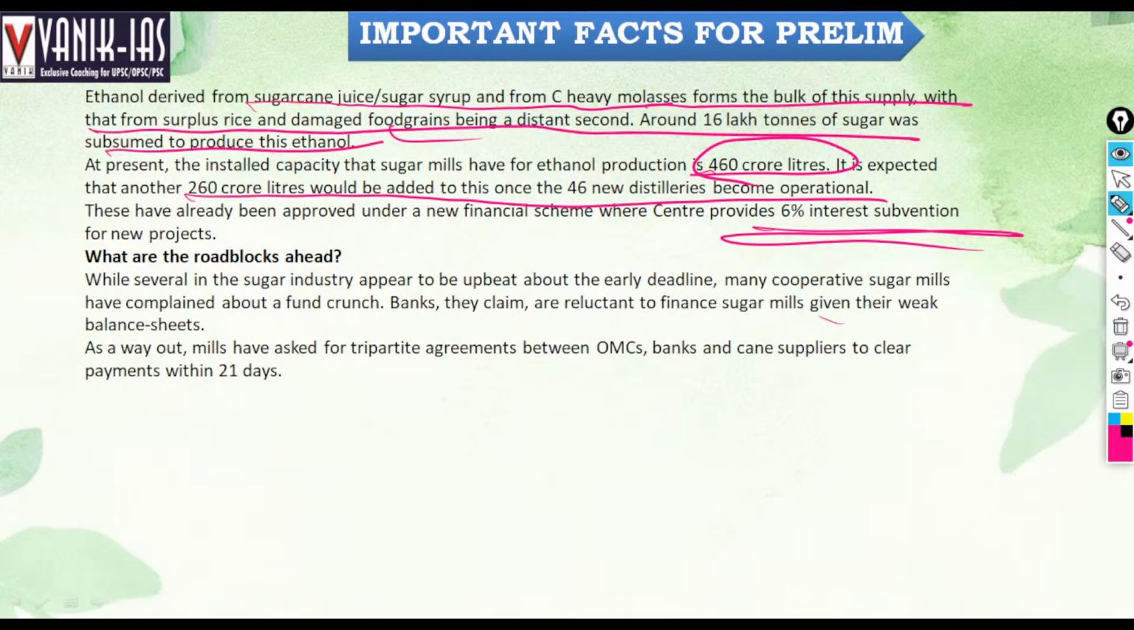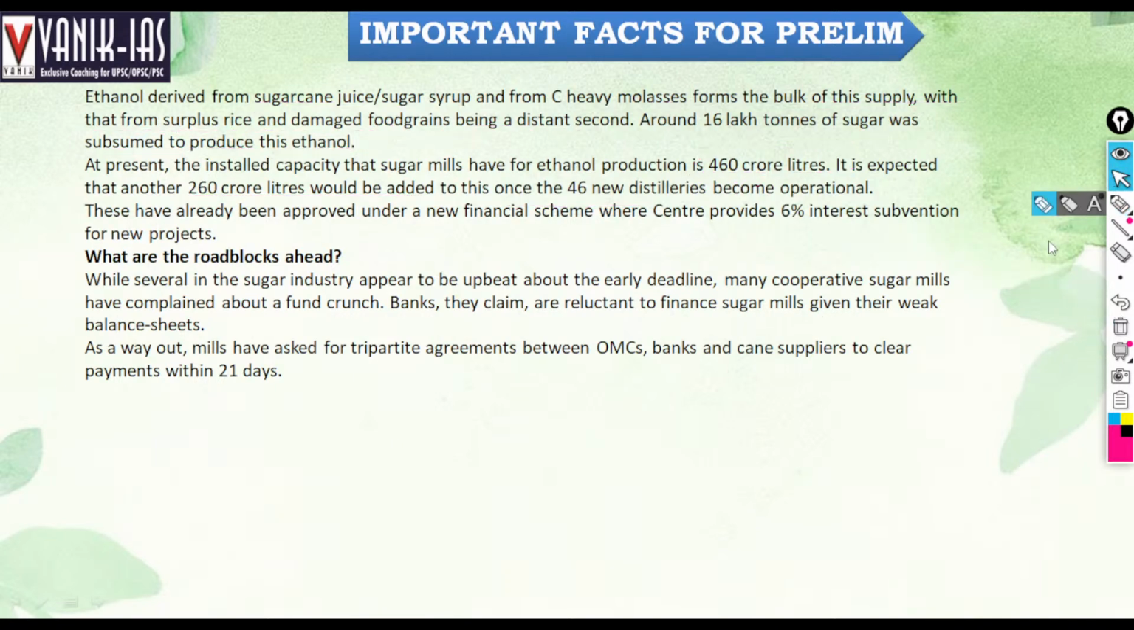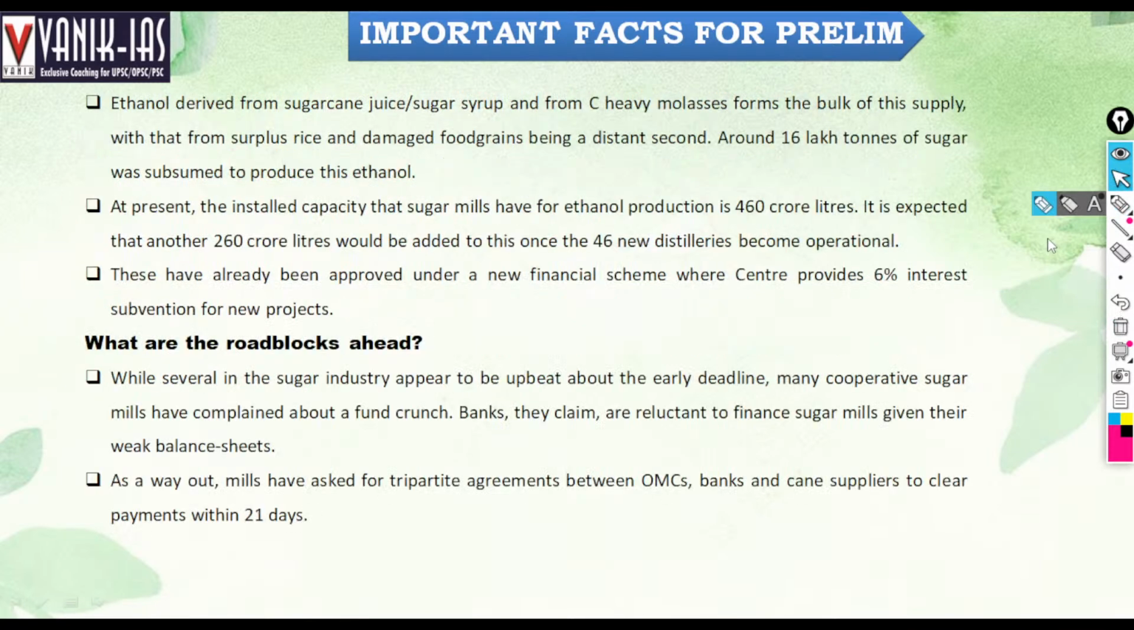What are the roadblocks ahead? While the sugar industry appears to be upbeat about the early deadline, many cooperative sugar mills have complained about a fund crunch. They claim banks are reluctant to finance sugar mills given their weak balance sheets. As a way out, mills have asked for tripartite agreements between OMCs, banks, and cane suppliers to clear payments within 21 days. So this is all related to biofuel and ethanol blending.